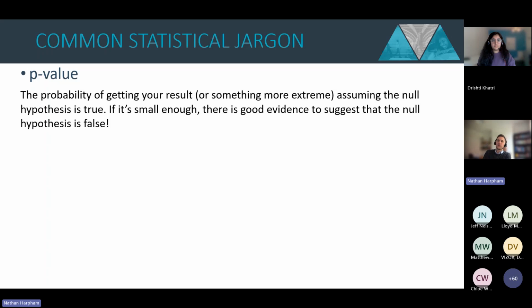So basically a p-value is the probability of getting your result or something more extreme than that result, assuming that your null hypothesis is true. And if that p-value is small enough, then there's good evidence to suggest that actually your null hypothesis isn't true. So you choose to reject that null hypothesis. So you start with a status quo that you assume to be true, and you see if your data is extreme enough to challenge that status quo.